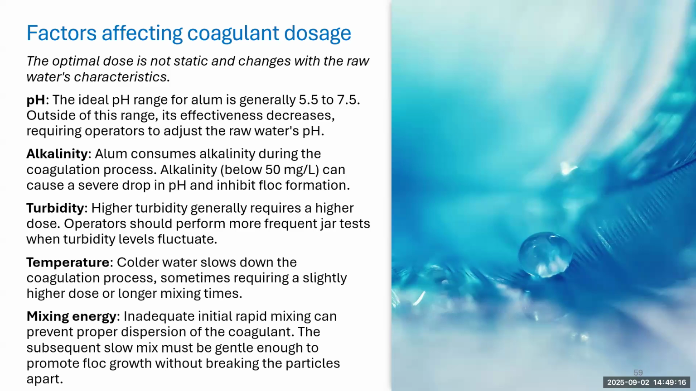The mixing energy is also important. You want to really disperse that coagulant when it's first dosed in a rapid mix and make sure it's dispersed so that every particle is exposed to the coagulant. And then following that, you have a slow, gentle mix, and that's what we're going to look at next, flocculation. That promotes floc growth without going so fast that it damages the particles.